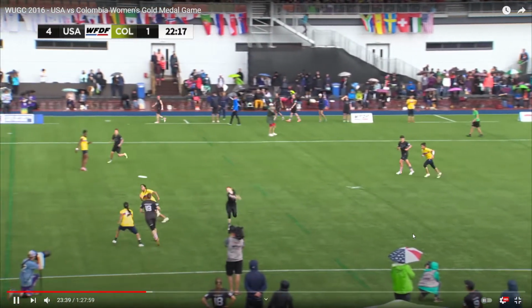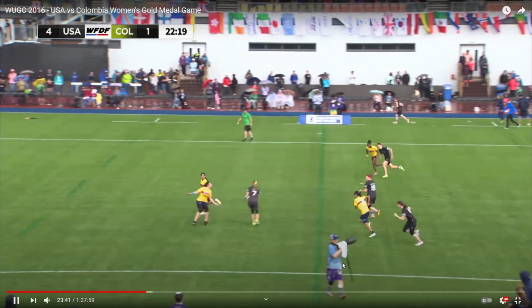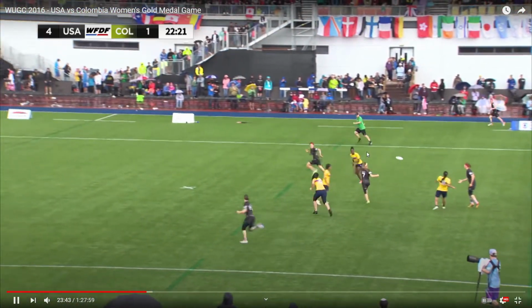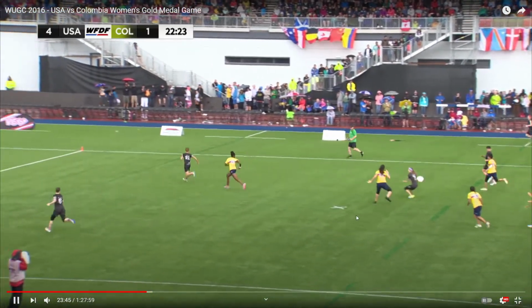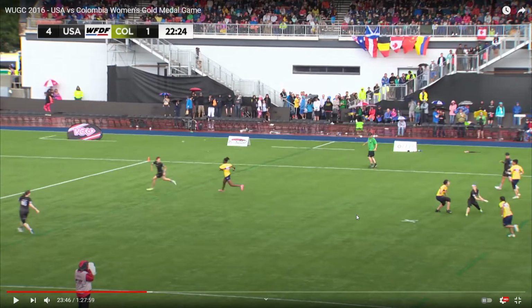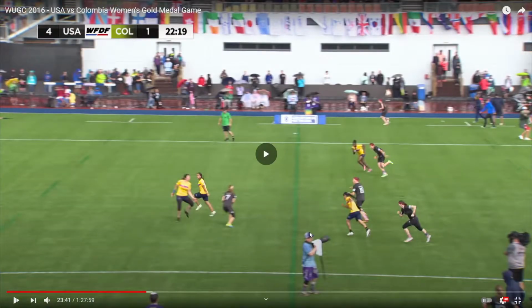USA heads up and someone gets it. So she gives it back and then she goes and gets it. And it's a great continuation within the dump positioning to just get loads of space. Her defender's going to be behind her.